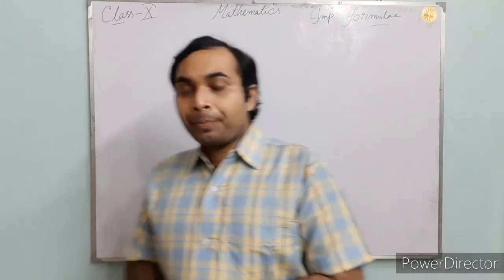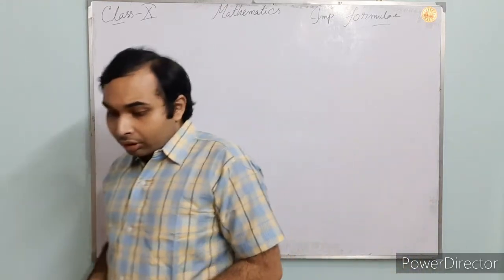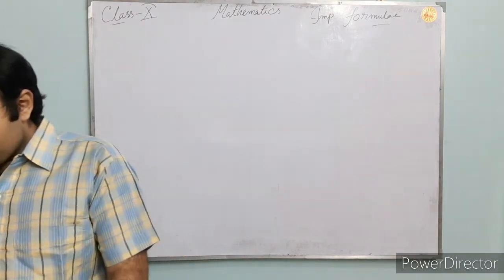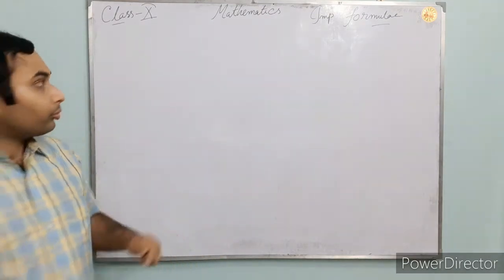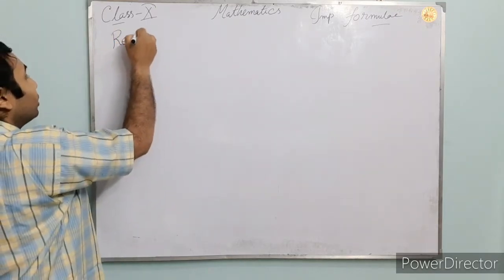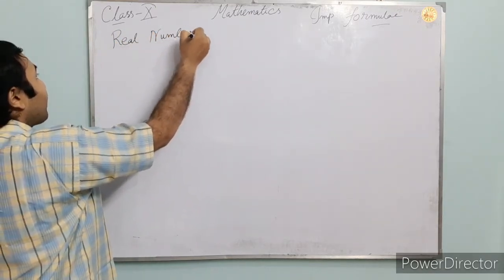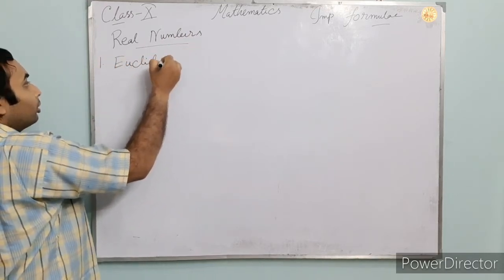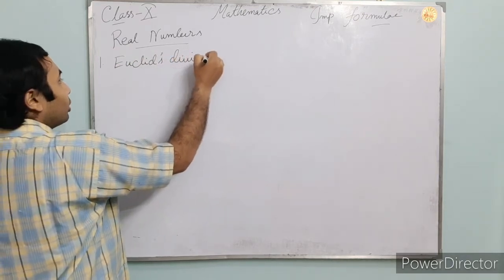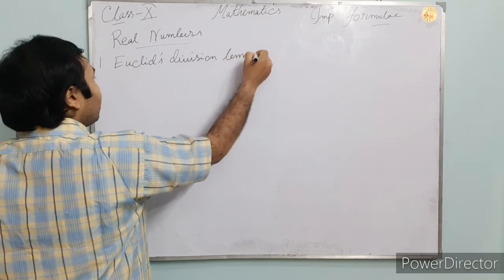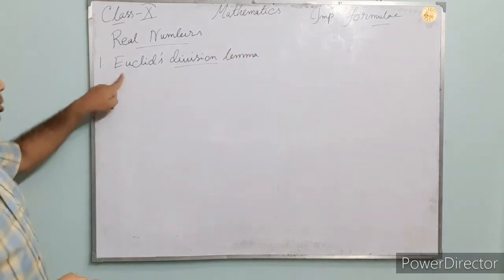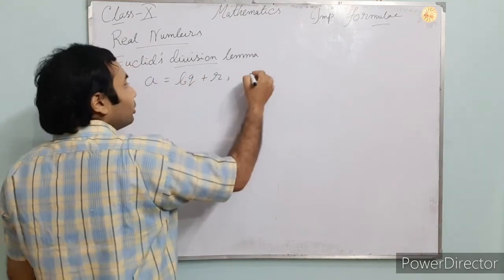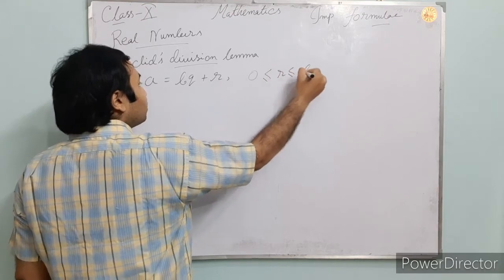So let us start. The first chapter in your syllabus is real numbers. For real numbers, first is Euclid's division lemma. Actually, you know this one. Simple thing: a equals bq plus r, where 0 is less than or equal to r, less than b.